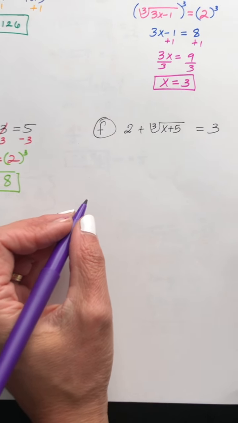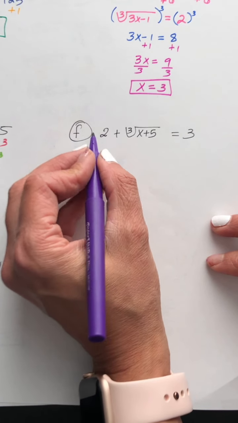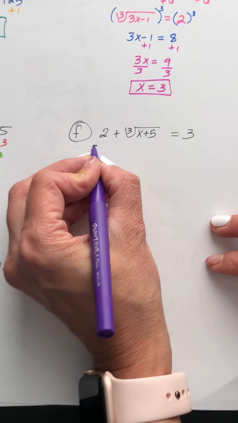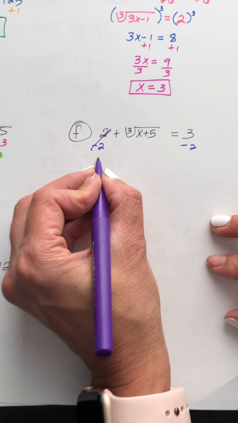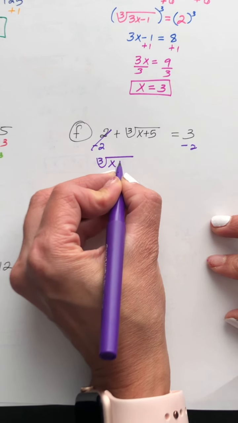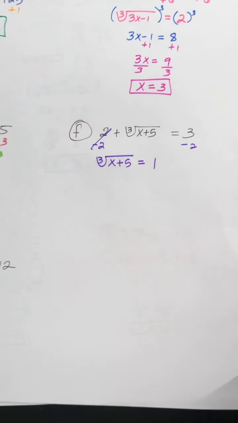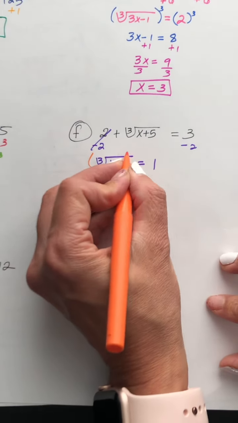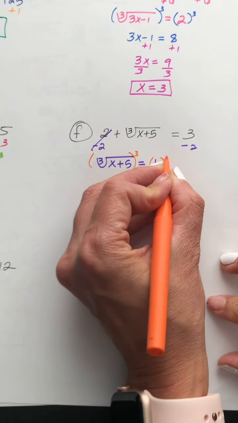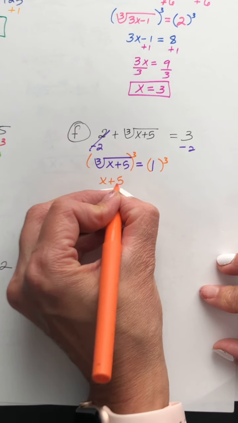Letter F. I'll do this one with you guys. So we need to get rid of that 2, so we're going to need to subtract it. So we'll have the cubed root of x plus 5 equals 1. And then we're going to need to undo the cubed root, which means we have to cube both sides. So poof, the x plus 5 gets to come out.